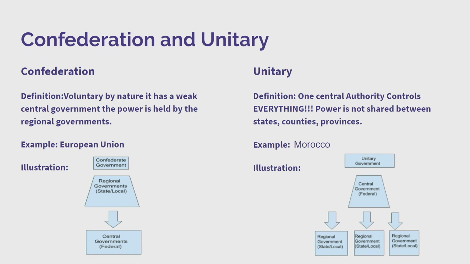All right, Confederation. Confederation is voluntary by nature. It usually has a weak central government, and all the power is held by the states, which is kind of interesting. A modern example of this is the European Union, because the countries of Europe agreed to come together and form a union with a common language and a common currency and common laws. A historical example of this would be the United States.